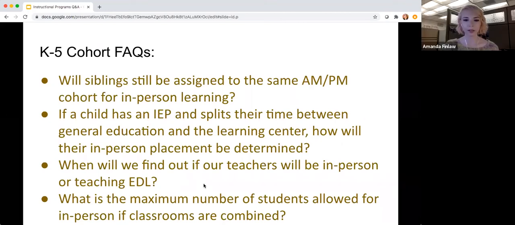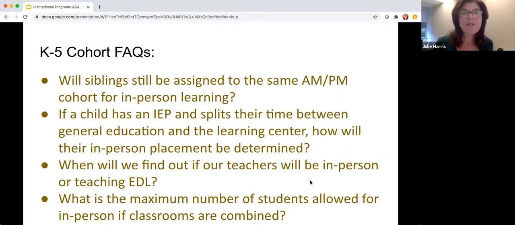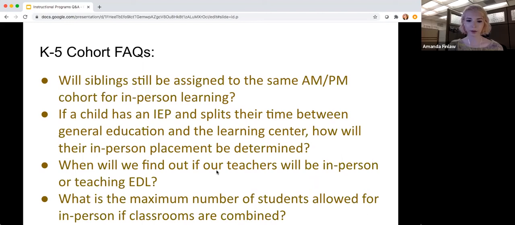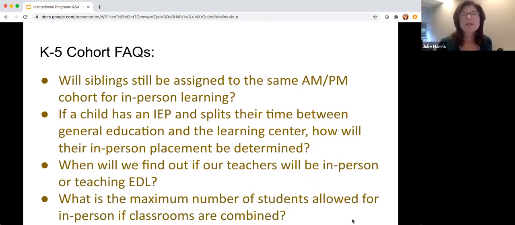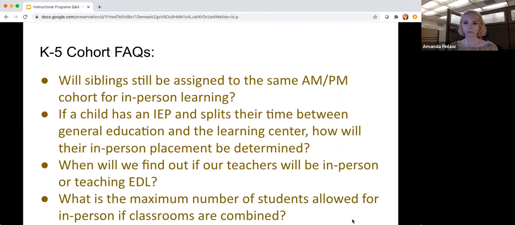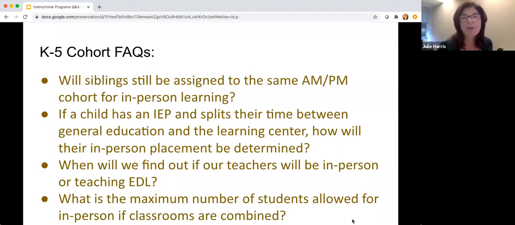When will we find out if our teachers will be in person or teaching EDL? We will be informing all families of their AM/PM placement and EDL by October 30th. What is the maximum number of students allowed for in-person if classrooms are combined? It depends on the grade level, but for K through 3, it will be 12 maximum for AM, 12 for PM, and 4th and 5th will go up to 14, but most likely around 12 as the maximum number.